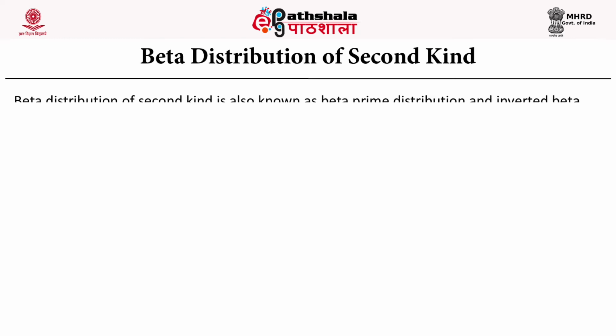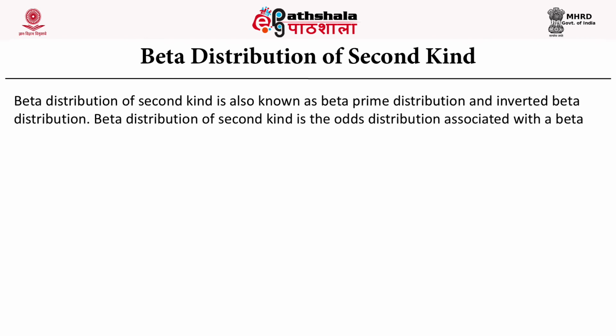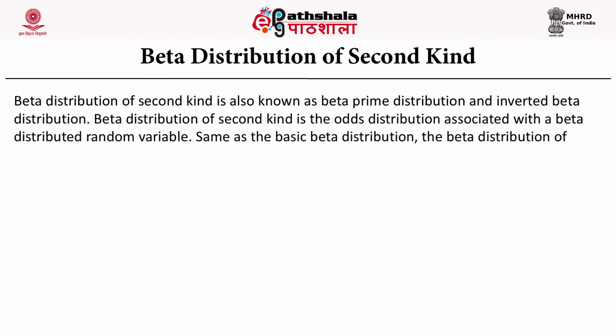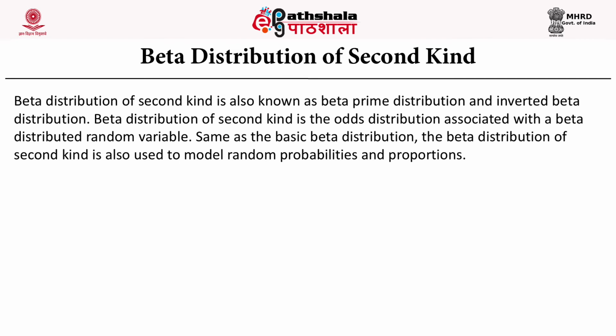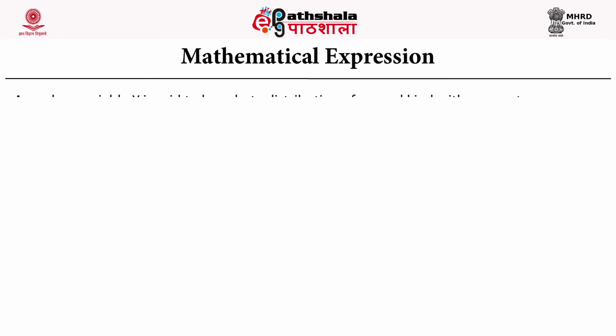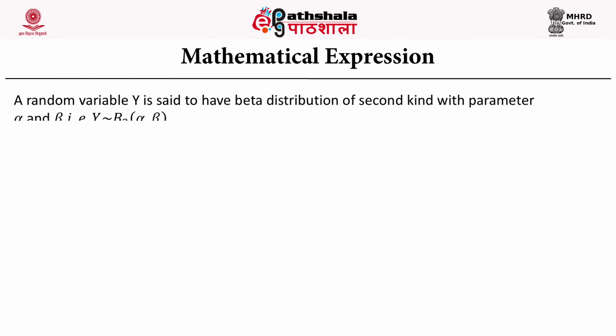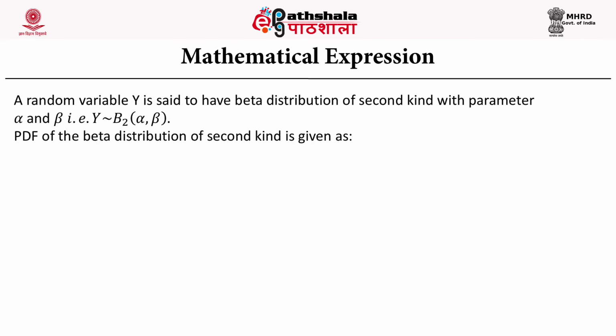Now we'll discuss another type of beta distribution, called the beta distribution of the second kind. It is also known as the beta prime distribution or inverted beta distribution. The beta distribution of the second kind is the odds distribution associated with a beta distributed random variable. Same as the basic beta distribution, it is also used to model random probabilities and proportions.